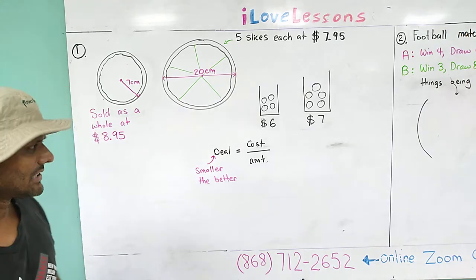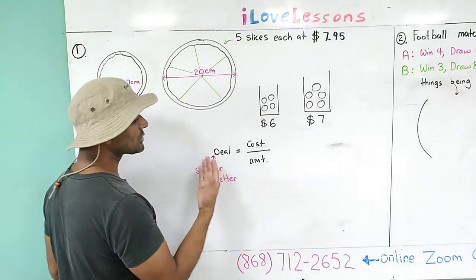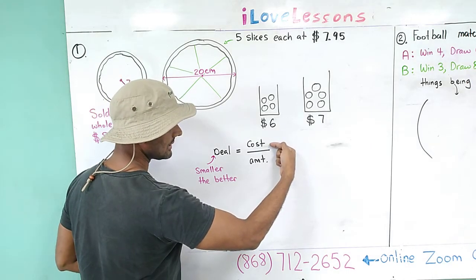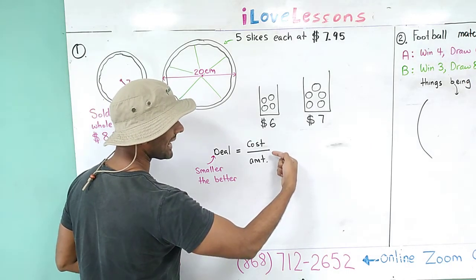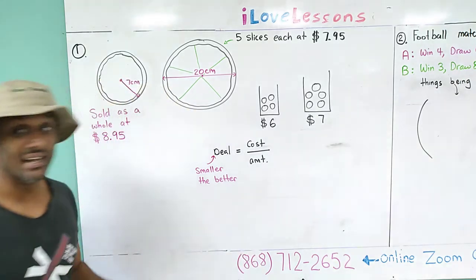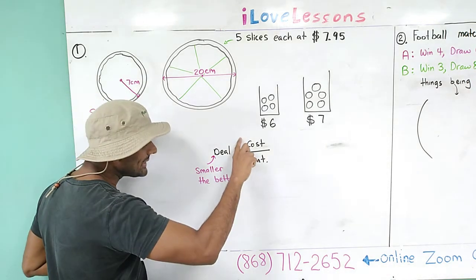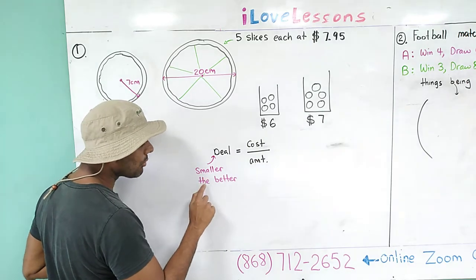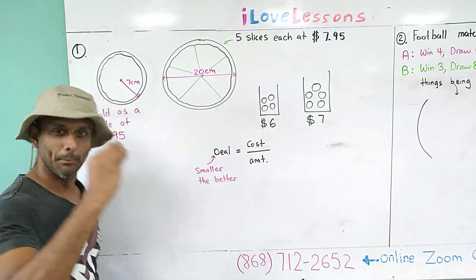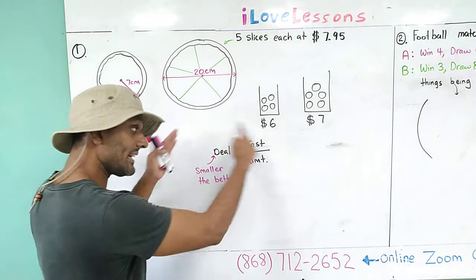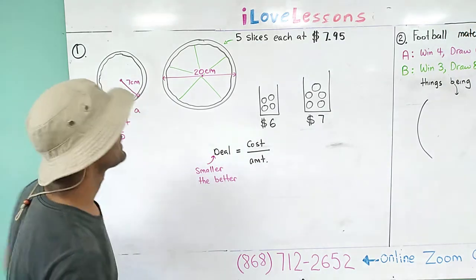Let's do some calculations. To figure out which one is the better deal, we usually take the cost and divide it by the amount we have. So take down that formula. You're going to need the formula. It's cost divided by amount. And when we divide it, the smaller the answer, the better the deal. So that's the rule here. Write it down, guys.